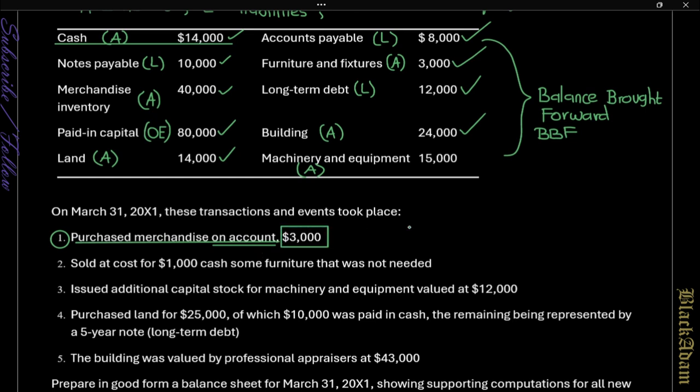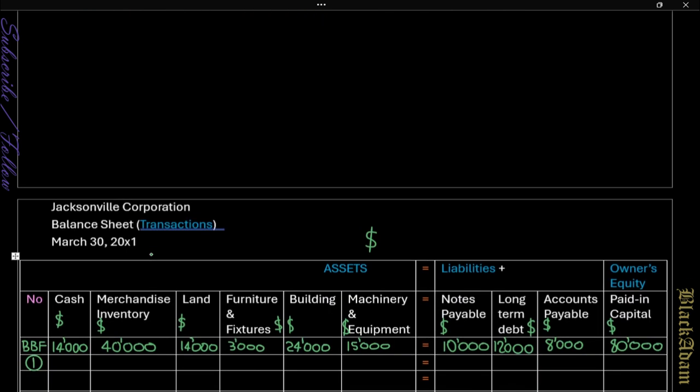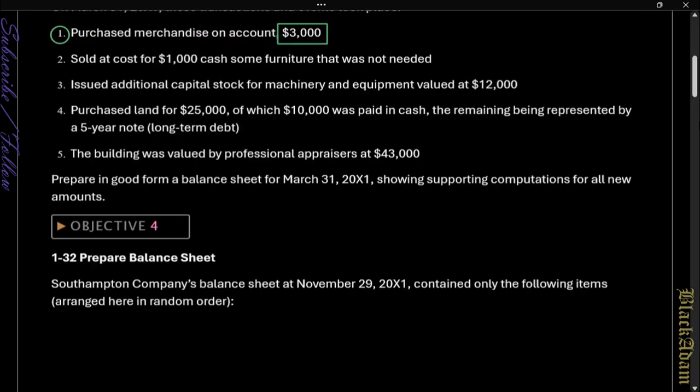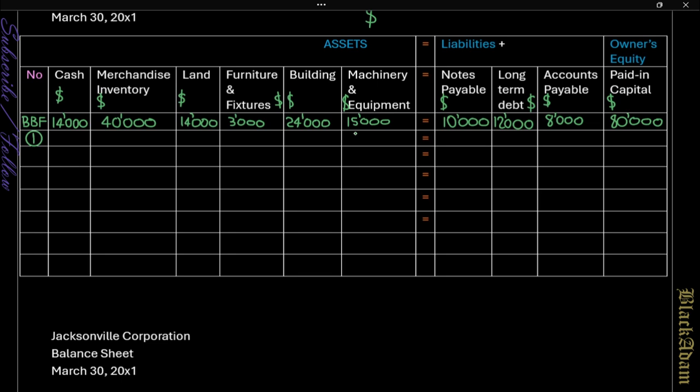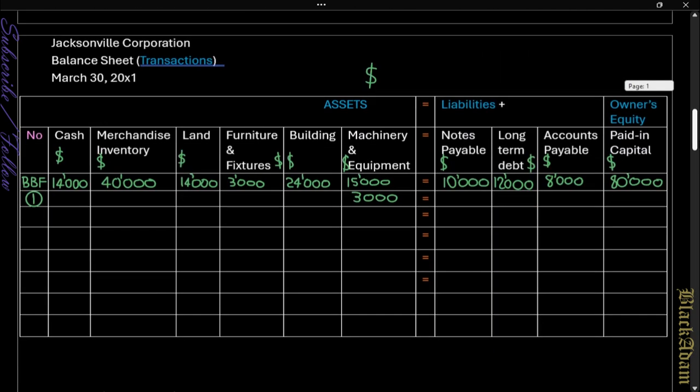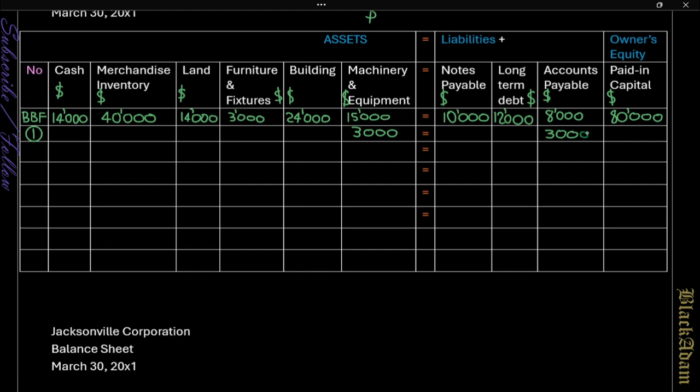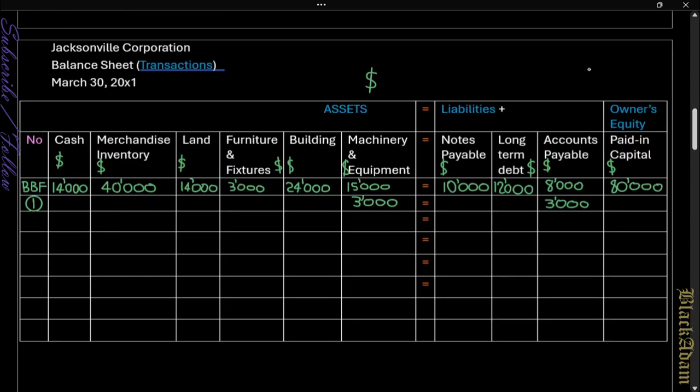Purchase merchandise on account for 3,000. So you get an asset, and you also have a liability there as a credit. So accounts payable, which is a liability, and then we have our merchandise there. So that's our first transaction, and we record that $3,000. It's going to be under machinery and equipment 3,000, and then accounts payable, because we owe the creditors that amount. So we owe the creditors 3,000 for the asset of 3,000, and we bought machinery and equipment with that money.